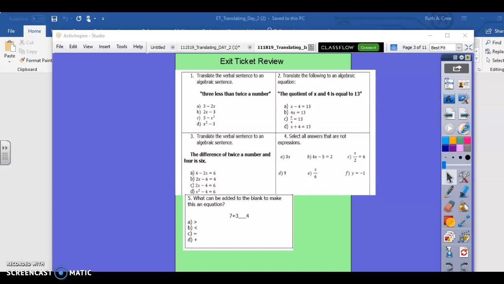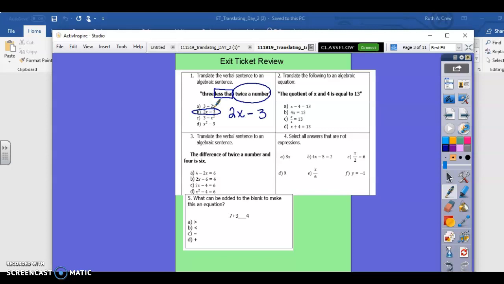All right, let's go over the exit ticket. Question number 1 says translate the verbal sentence to an algebraic sentence. 3 less than twice the number. So we talked about this pretty extensively in class today. When it says 3 less than, that lets you know that this thing has to come first. So twice the number, that would be 2x. And if we want 3 less than that, we're going to take 3 away from that value. So the answer here would have been B.